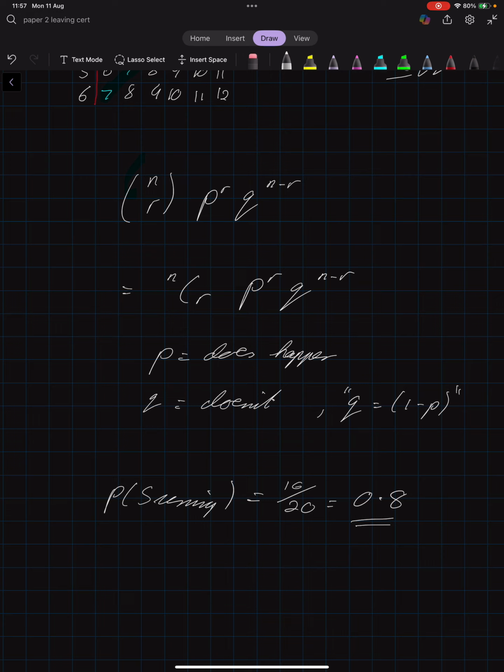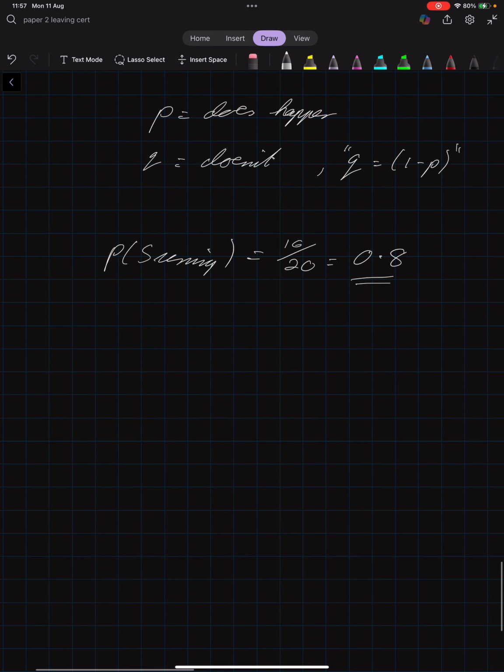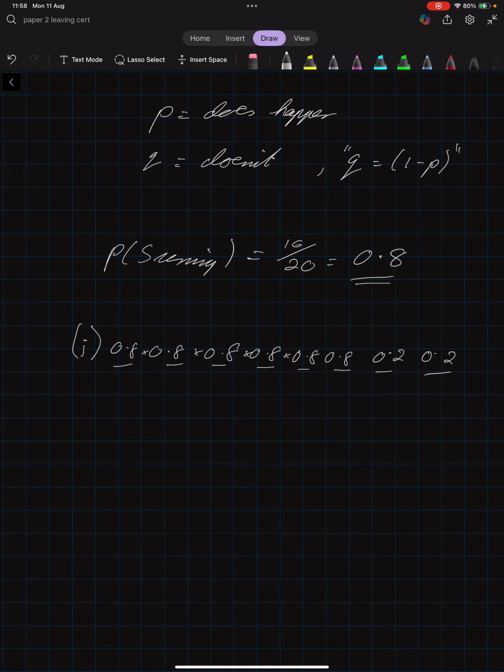Part (b) says, during the next season, she takes 8 penalties. Find the probability that she scores the first 6 penalties, but misses the last 2. So what's the chance that she scores her first 6? It's 0.8, 0.8, 0.8, 0.8, 0.8, 0.8, but then she misses the last 2, so it's 0.2 and 0.2. And you multiply all these together. Okay?